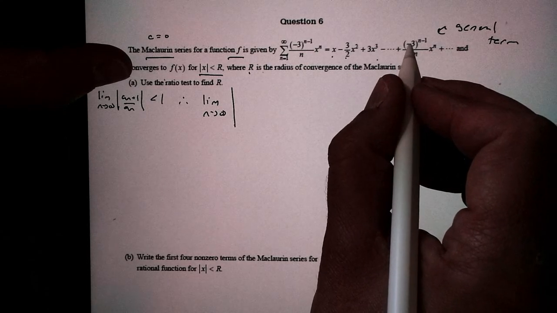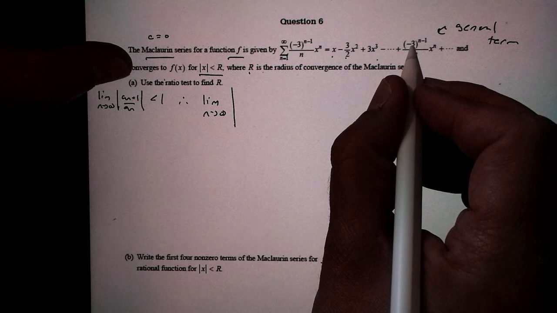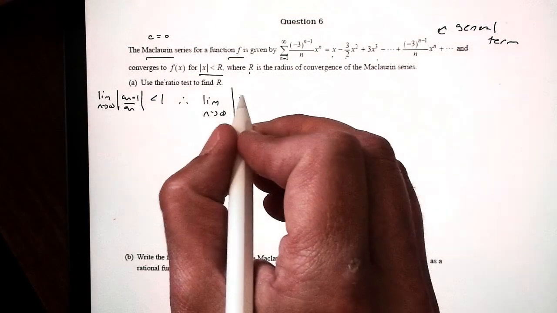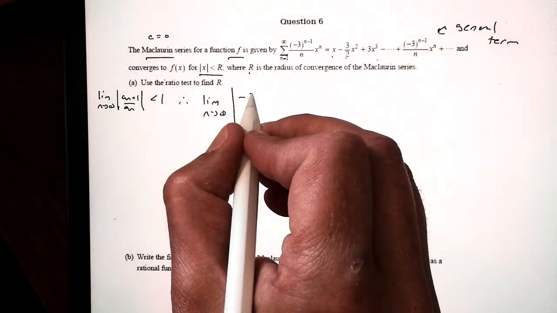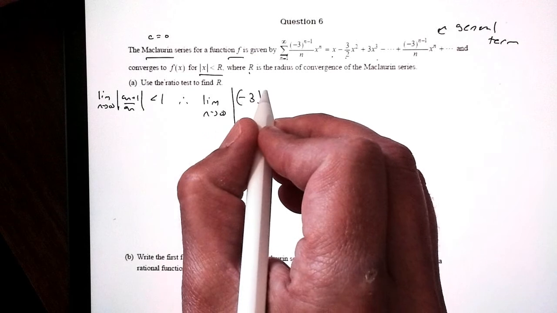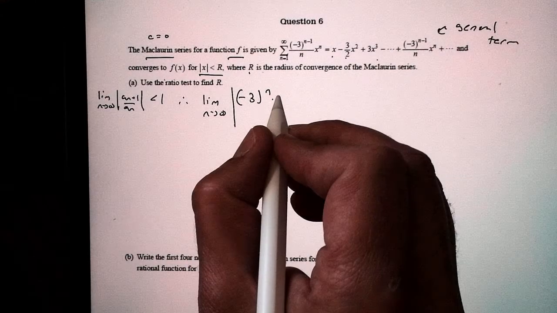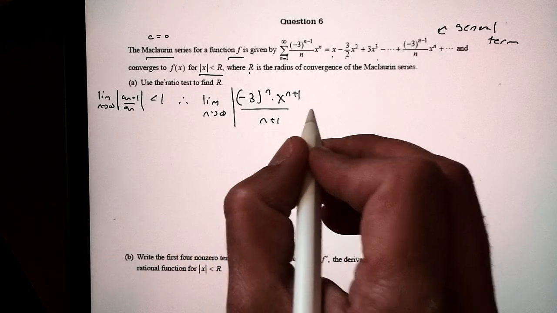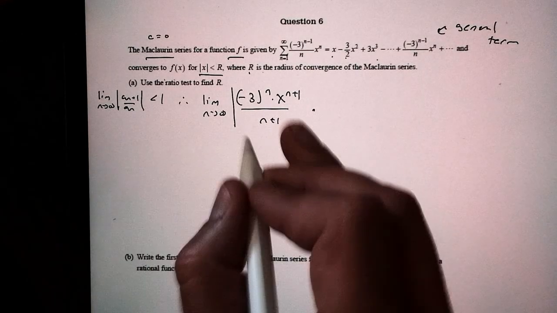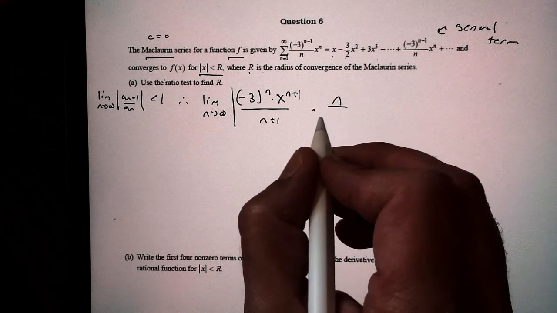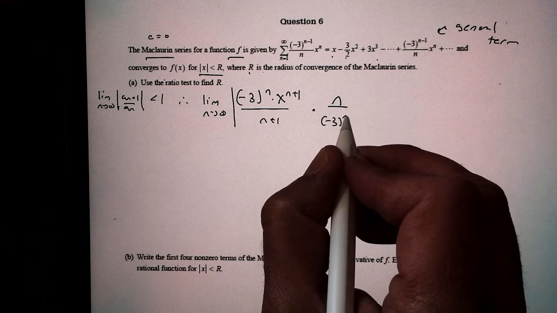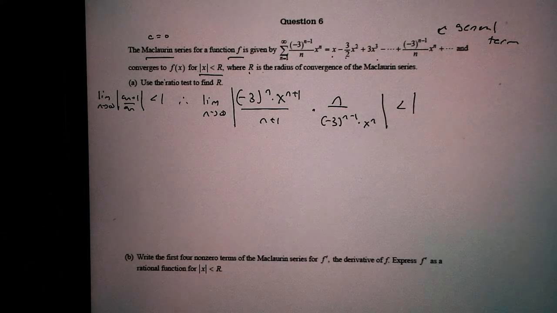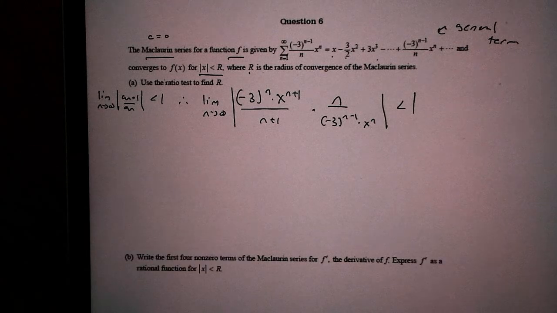So this just becomes negative 3 to the n, because the plus 1 minus 1 just cancel each other out. Negative 3 to the n times x to the n plus 1 over n plus 1. And now we're going to divide it by the original, so I'm just going to invert and multiply. This becomes n over negative 3 to the n minus 1 times x to the n. Remember, don't forget, this has to be less than 1. You have to show that, and don't forget the absolute values.